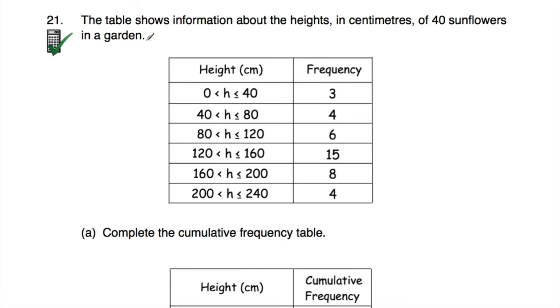So question number 21 says the table shows information about the heights in centimetres of 40 sunflowers in a garden. So there's 40 sunflowers in a garden, and this frequency table tells you information about their heights. So 3 of the sunflowers are bigger than 0 centimetres but less than or equal to 40 centimetres tall. 4 of the sunflowers are taller than 40 centimetres but less than or equal to 80 centimetres, and so on. And then part A says complete the cumulative frequency table. So we've got this cumulative frequency table.